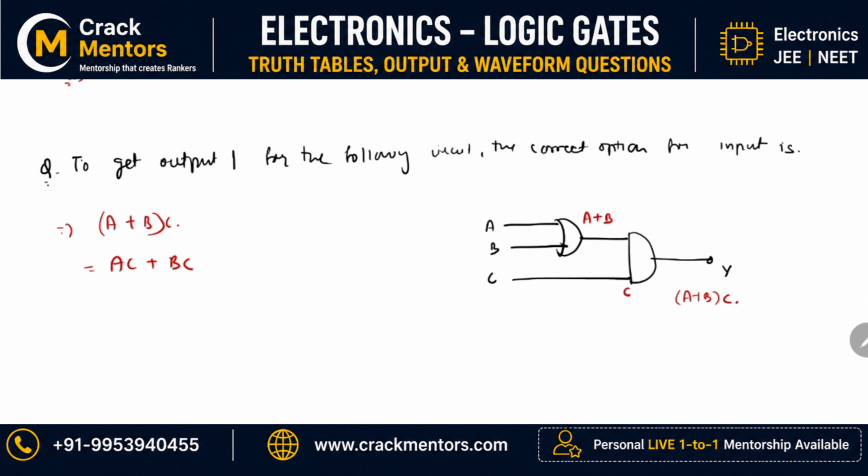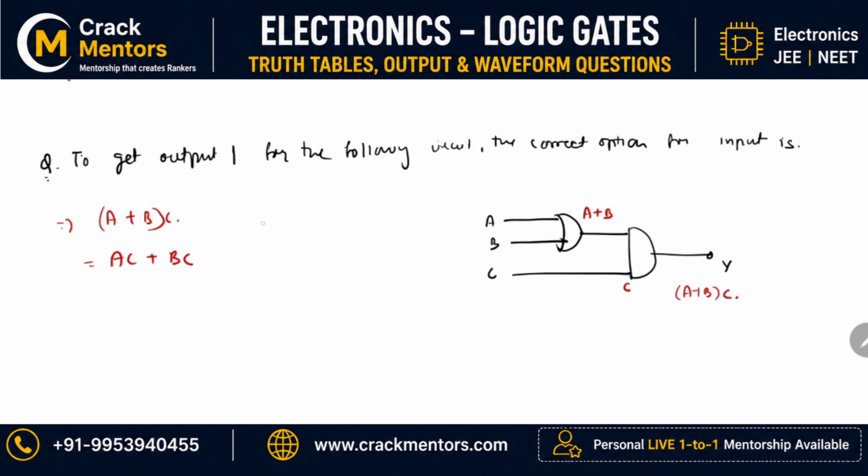Or I can simply write it like this also. I want the output to be 1. If my input A is 0, my input B is also 0, multiplied by the input C, which is also 0, the answer will finally be 0. So I cannot take this. Second case, if A is 0, B is 1, and C is 0, again this will be 1 into 0, that is 0. So this also can't be there. Next, if this is 0, this is 1, and this is 1, I get the value as 1 into 1, which is equal to 1.